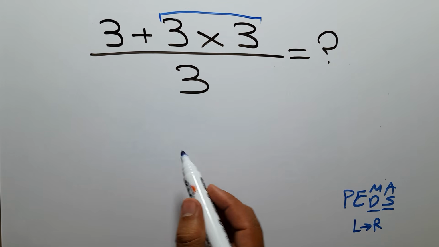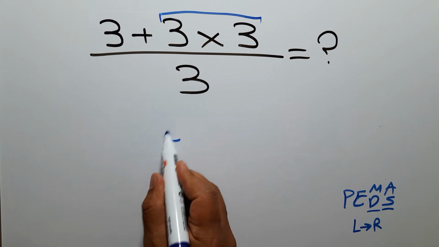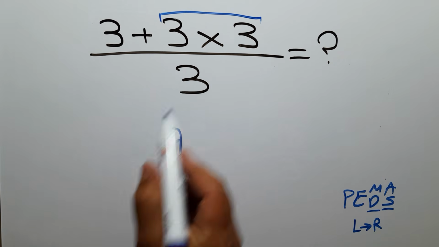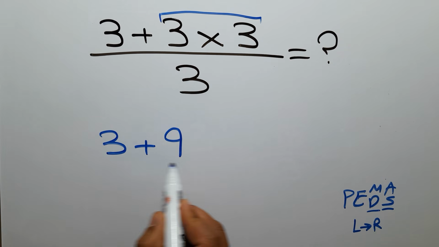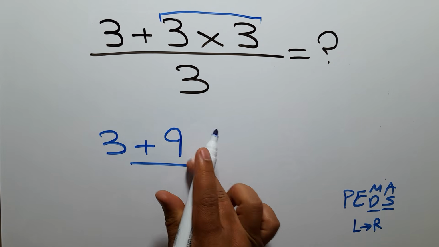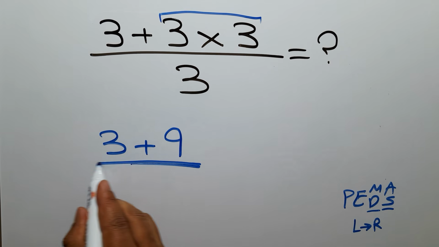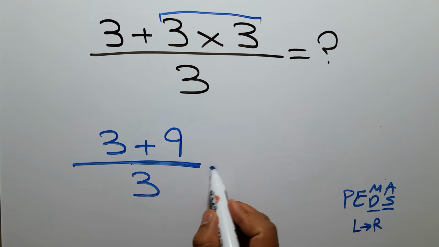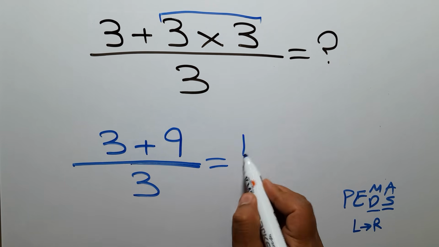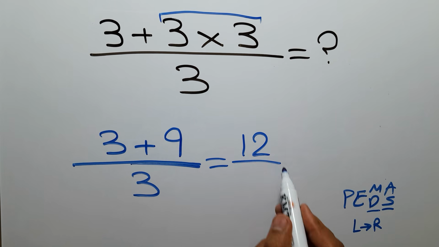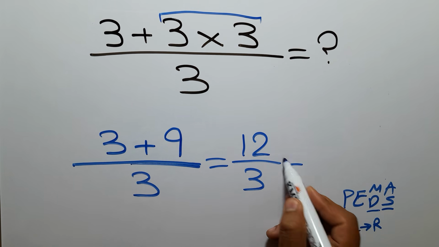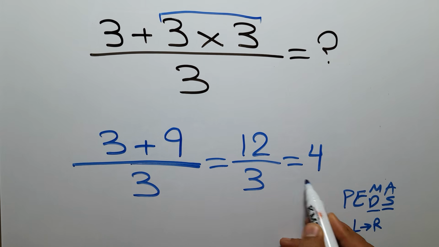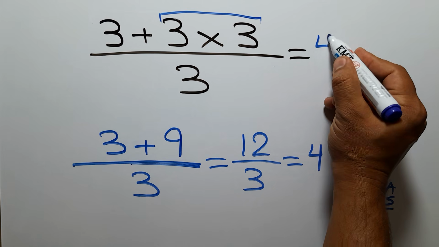3 times 3 gives us 9. So we have 3 plus 9 over 3. Okay, 3 plus 9 gives us 12. So we have 12 over 3, which equals 4. And this is our final answer to this problem. The correct answer is 4.